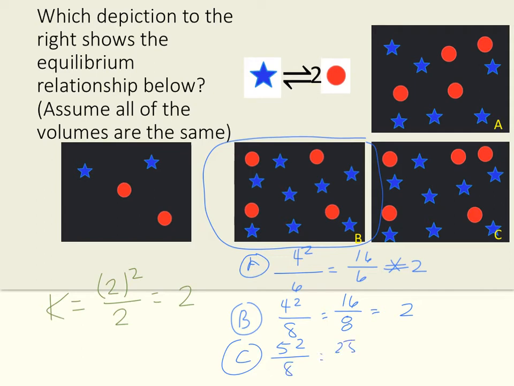And so that's 25 divided by 8, and that is definitely not 2. So again, that reinforces the answer is B.